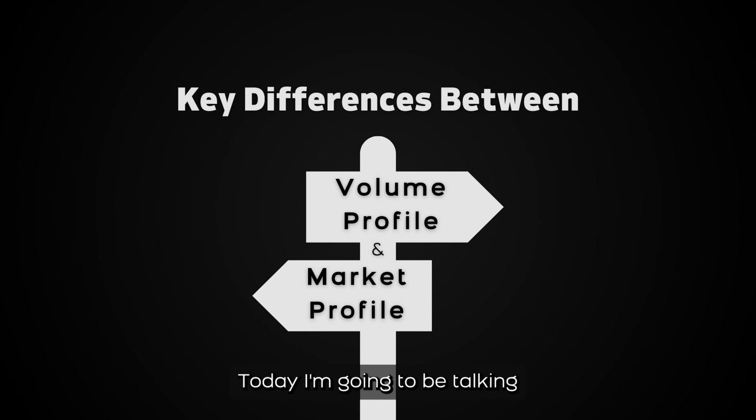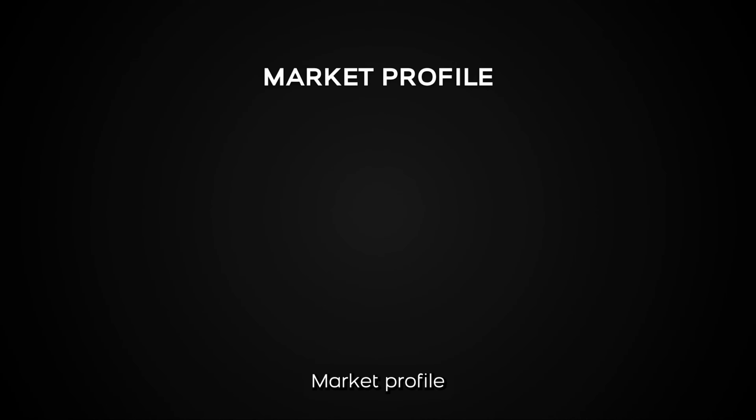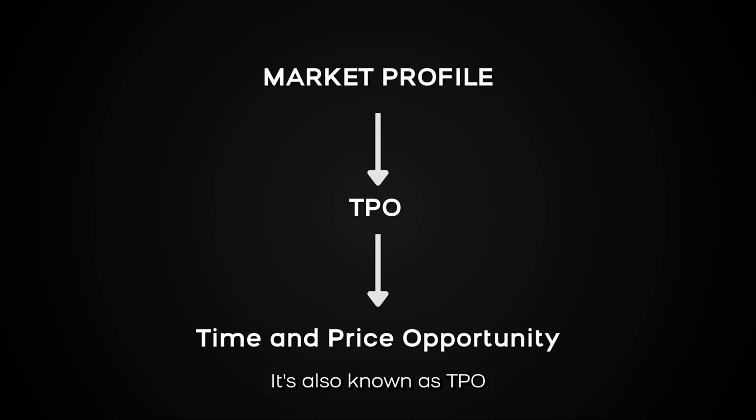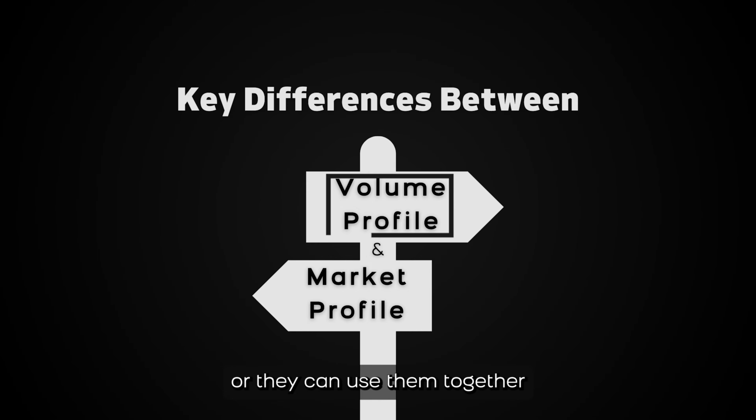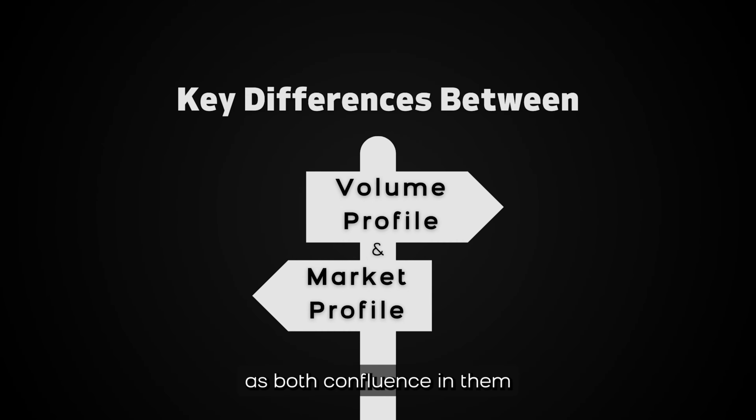Today I'm going to be talking quickly about what the key differences are between volume profile and market profile. Market profile is also known as TPO, which stands for time and price opportunity. A lot of people, especially newer traders, confuse the two concepts and think they're the same thing, but I'm going to highlight how, even though there are many similarities between them, you're going to see traders that specialize purely on market profile, others specialize purely on volume profile, or they can use them together as confluence.